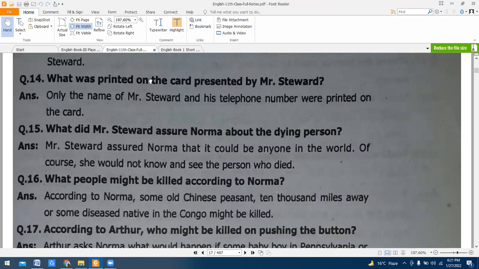Now, question 14. What was printed on the card presented by Mr. Stewart? Only the name of Mr. Stewart and his telephone number were printed on the card.